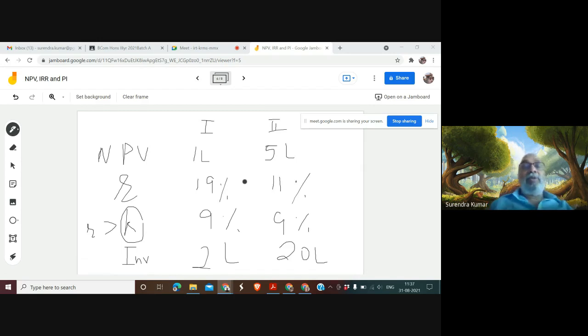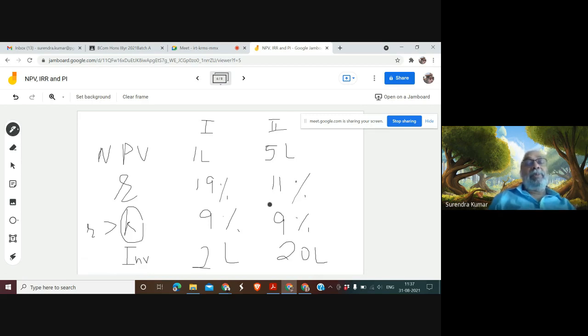So now that we know how to do the computation on net present value and internal rate of return, I am not showing how you have done it. I am just showing what the results are. In this case, for project 1, the internal rate of return is 19%, and for project 2, the internal rate of return is 11%. Now, assuming that the cost of capital in the two cases is the same at 9%, we know that internal rate of return in both the cases is higher than the cost of capital, and in that sense both the projects are viable.